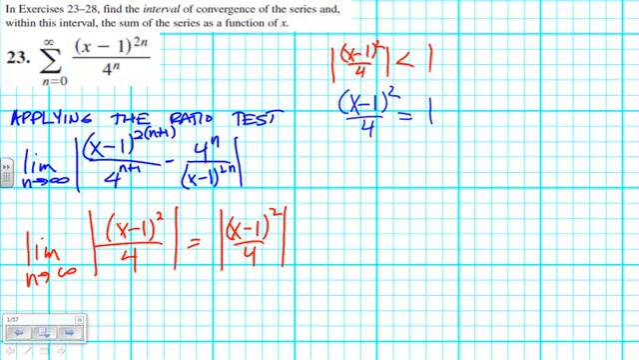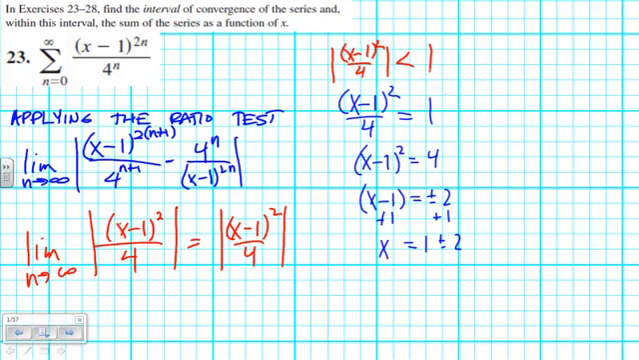Right? Can I solve that for x? Yeah. Well, multiply both sides by 4. You can square root both sides now. Positive or negative 2. And I get a plus or minus 2 there, right? Can I add 1 to both sides? 1 plus or minus 2.